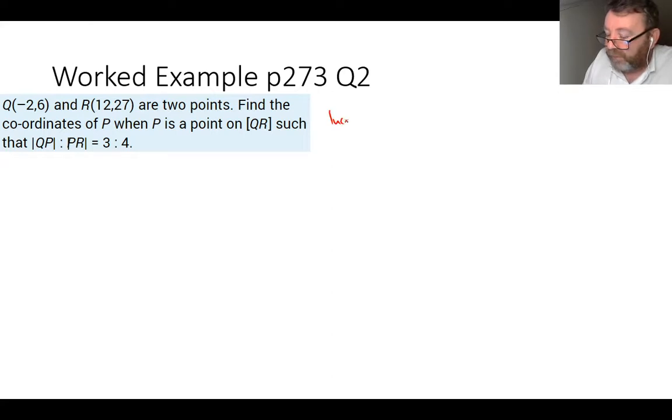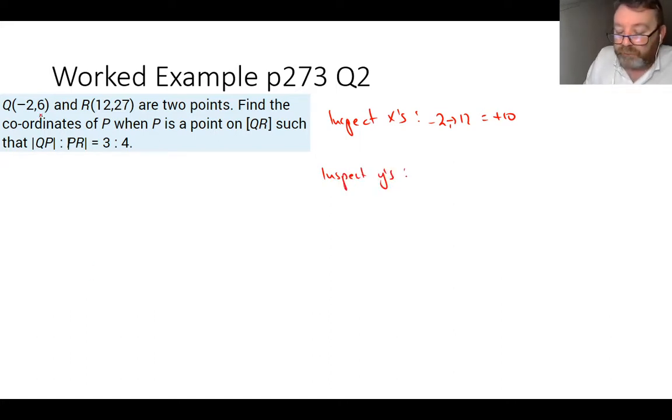Let's inspect the x's. Okay, x goes from -2 in the first point up to 12. Now, what's that? That's an increase of 10. Okay, so we'll come back to that in a moment. Let's inspect the y's. What happens? Y goes from 6 all the way up as far as 27. So that's an increase of 21 units.